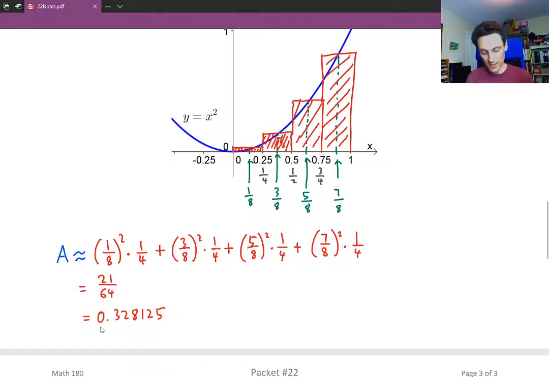And you can tell it's in the middle of the upper sum and the lower sum. It's in the middle of those two approximations.